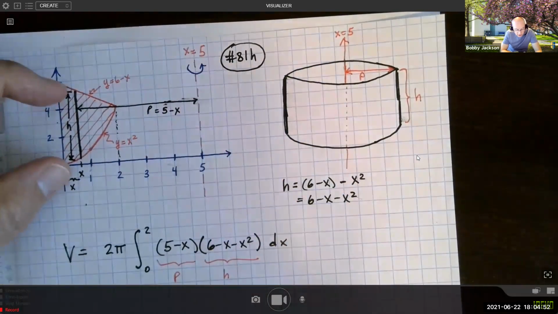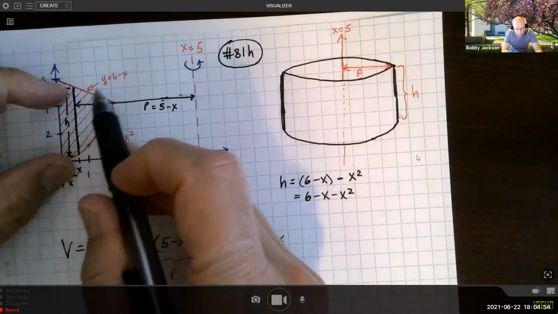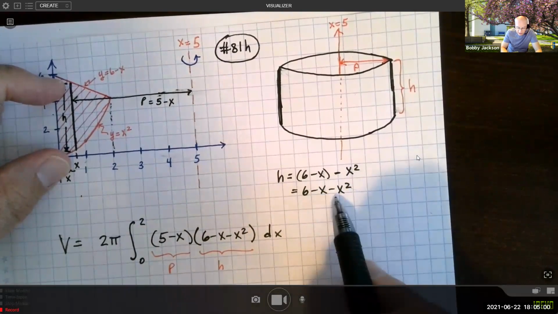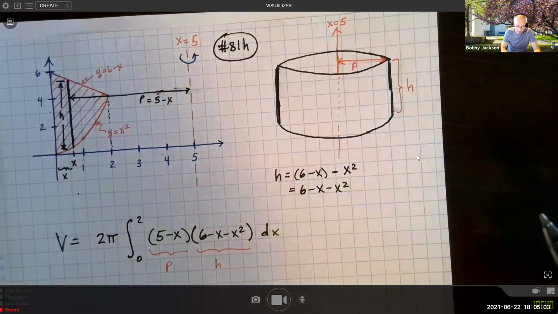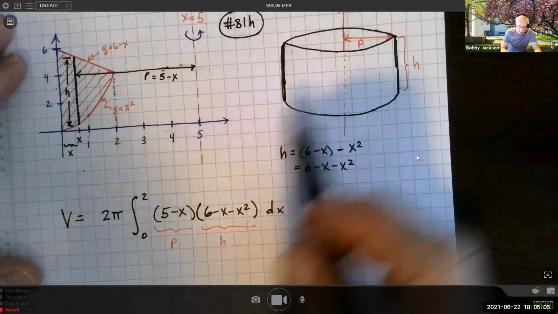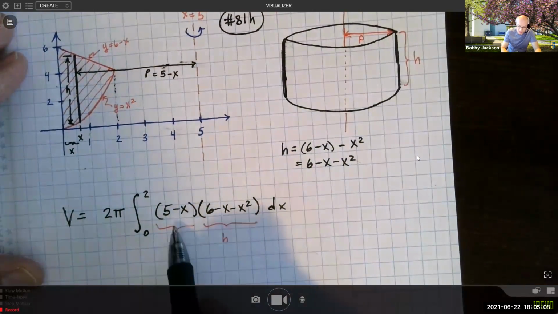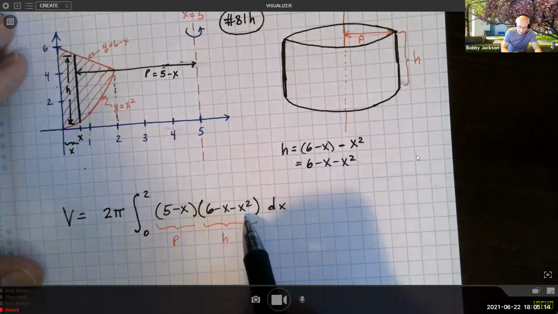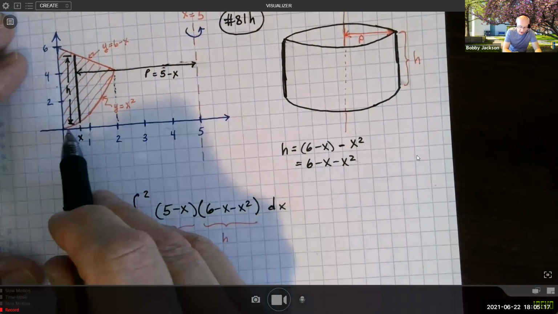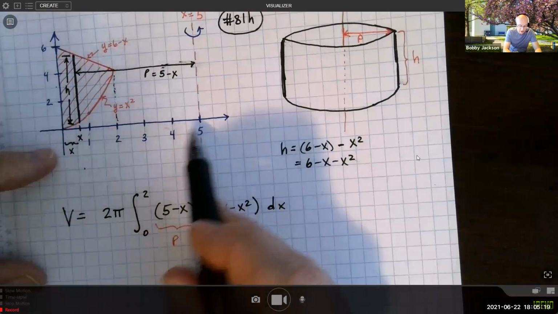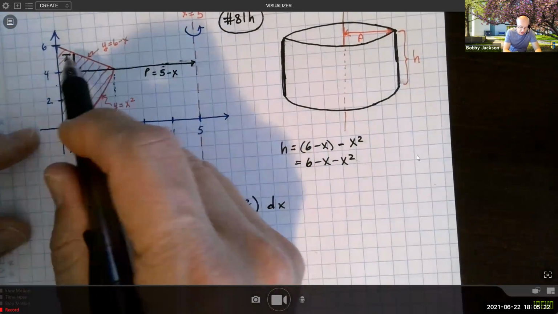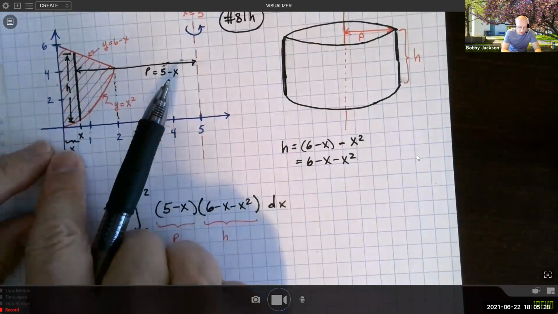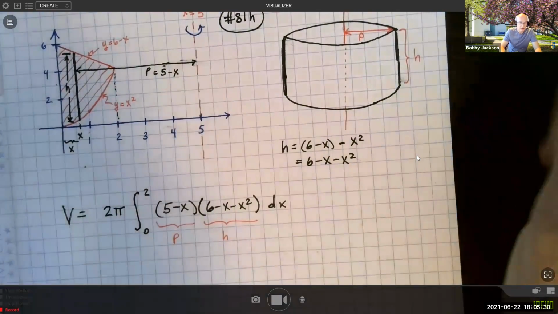The height, of course, is just going to be the top function, which is 6 minus x, minus the bottom function, x squared. So 6 minus x minus x squared, there's the height. All right, so those are the pieces of the puzzle that we need. As we said, the area that we're going to integrate is 2 pi p times h. So p was 5 minus x that we found right here, and the height was 6 minus x minus x squared. And we're integrating from 0 to 2, that's where the region is. We don't go from 0 to 5. It's almost like if you were finding the area of this region, you'd only be integrating from 0 to 2. So I hope this clarifies how we set this up.